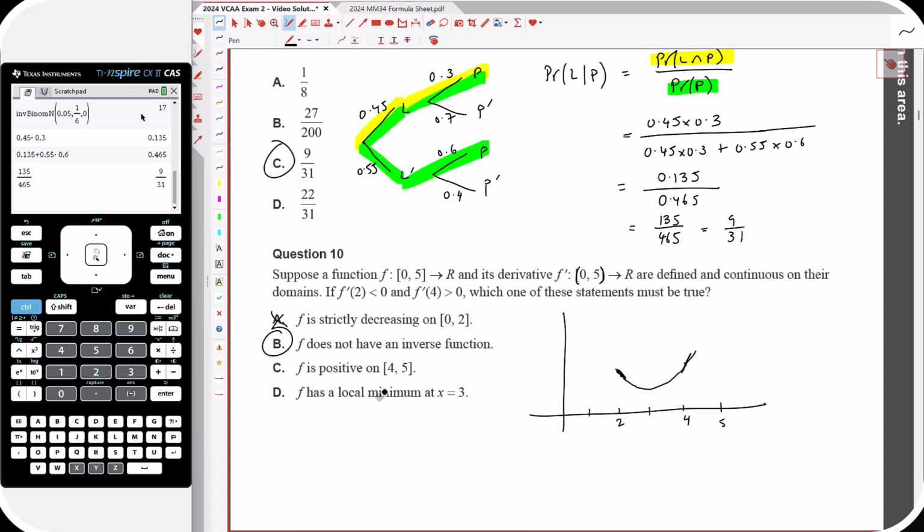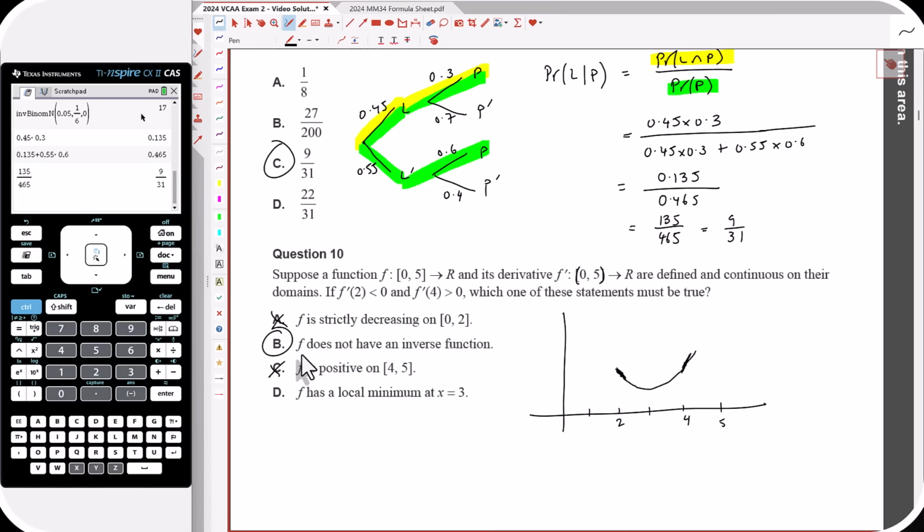F is positive on 4 to 5. Okay, so I've drawn my graph so it looks like F is going to be positive over here in this interval. But again, there's nothing to say that it's not going to turn around and be under the x-axis for some of that interval from 4 to 5. There's also nothing to say that the graph I drew originally shouldn't be down here. And so definitely we don't know that that's true. It might be true, but we don't have enough information to know that it will definitely be true.